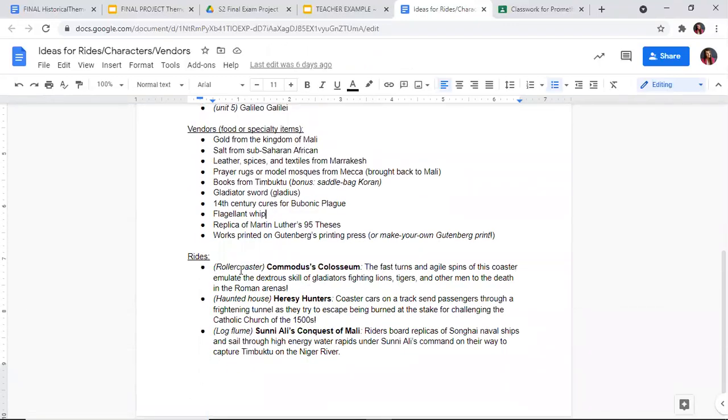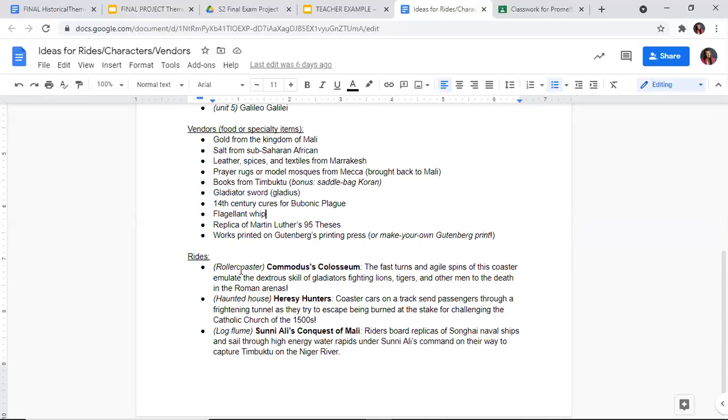Example vendors, we talked about having 14th century cures for plague or flagellant's whip. You could also have a make your own Gutenberg print stand where visitors and guests can use a Gutenberg printing press to make their own copy of something. You could sell books from Timbuktu, gladiator swords called the gladius, salt from sub-Saharan Africa, gold from the Kingdom of Mali. Once again, absolutely just be creative, right?